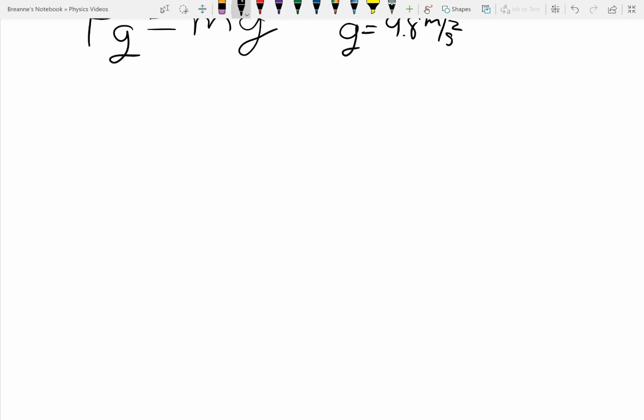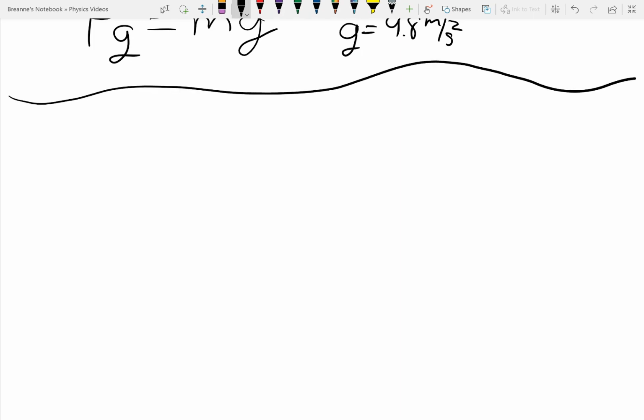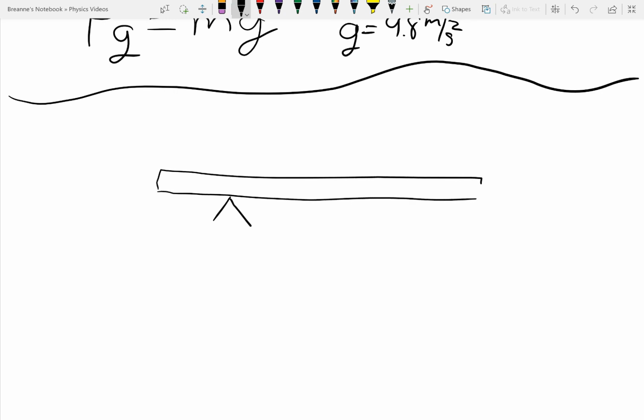So let's do a practice problem. I kind of did this in class during tutoring. You have a meter stick, and I was trying to balance. Actually, at that point, it was the soap bottle.